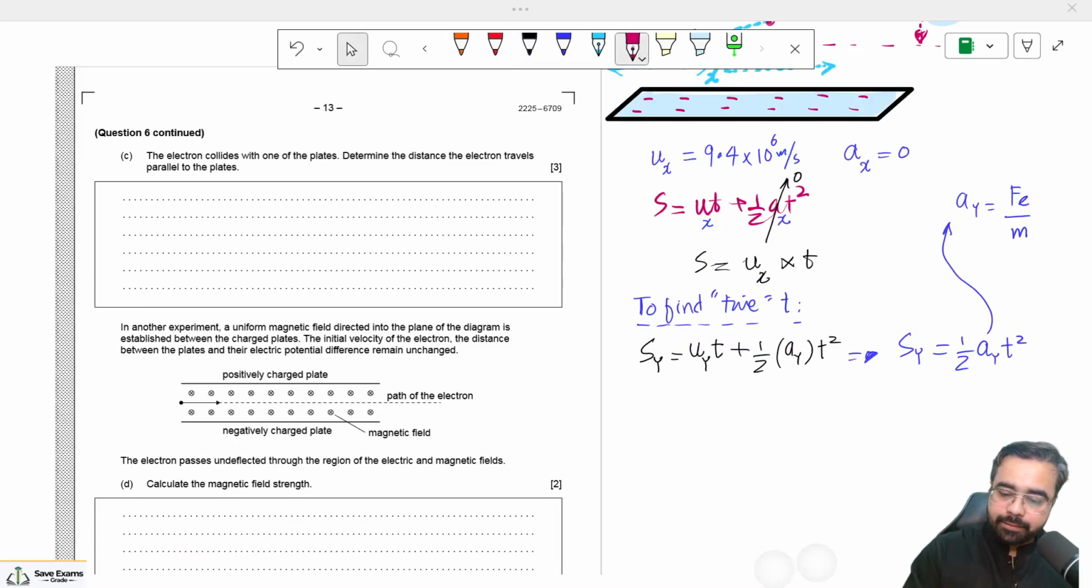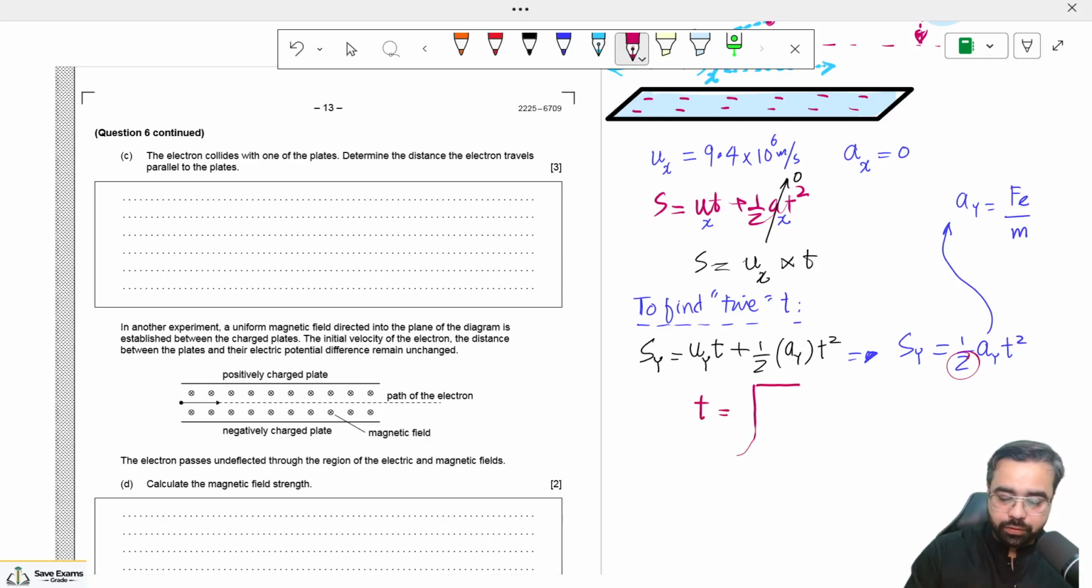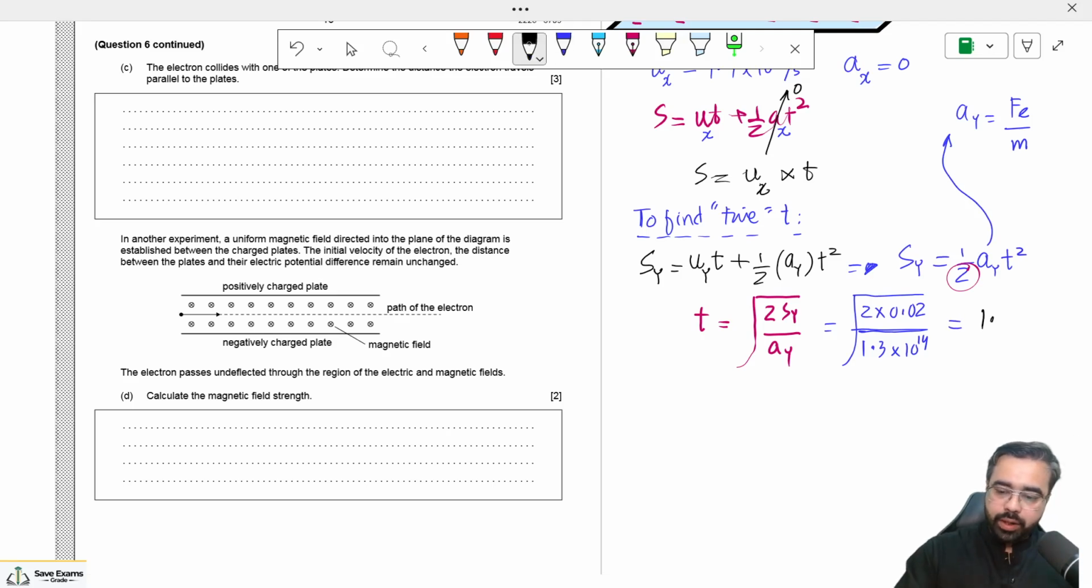All right, if you separate the time, then what do we have? The time t will be the square root of 2 times the vertical distance covered divided by the acceleration. Now it is 2 times 0.02, because it has traveled 2 centimeters upward, divided by the acceleration, which is 1.3 times 10 to the power 14. It results in a time of 1.74 times 10 to the power negative 8 seconds. You see that this time is so small because the electron was moving at a very high speed.